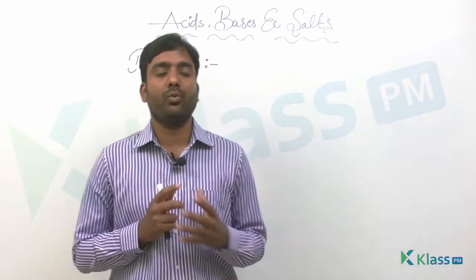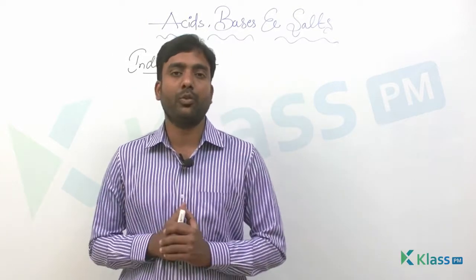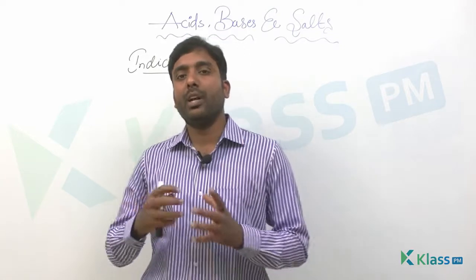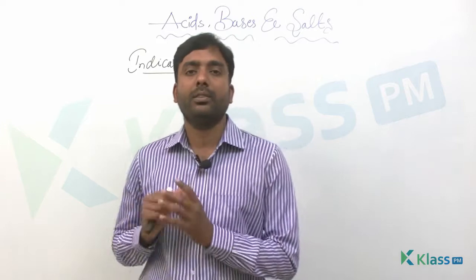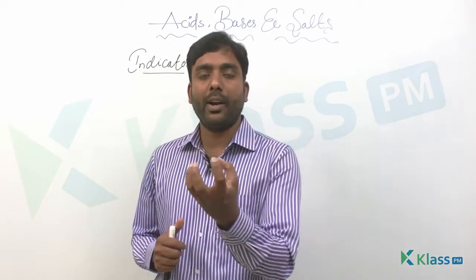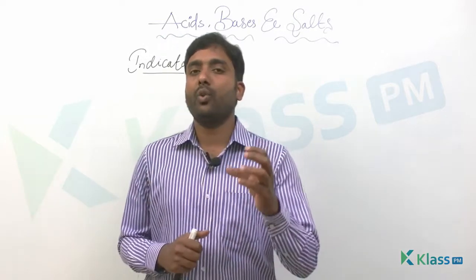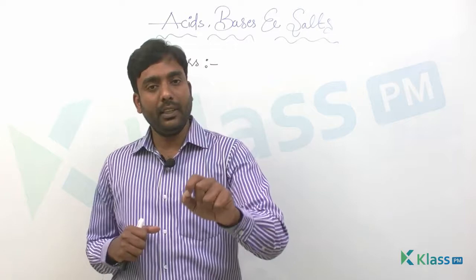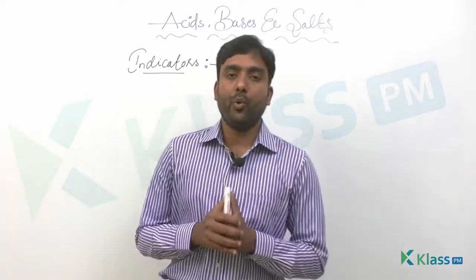In the previous class we learned about acids and bases and their properties, and we have seen some examples of both. In today's class we are going to discuss how to identify acids and bases. For example, in a watch glass I have given you one unknown substance. I did not tell you the name, and I have asked you to identify whether it is an acid, a base, a salt, or neutral. So how do you identify it?